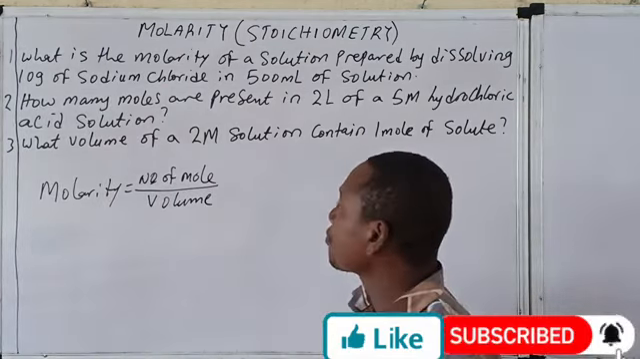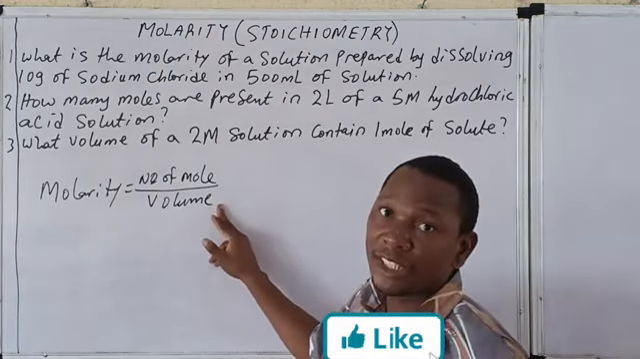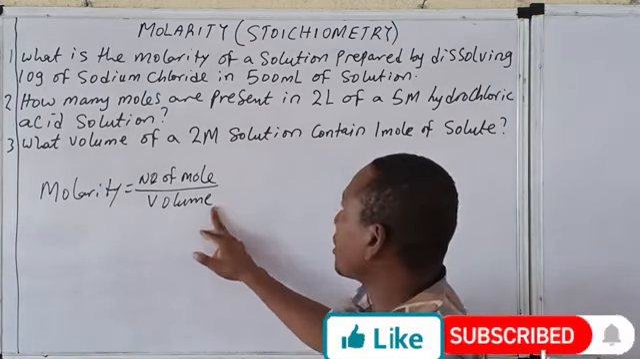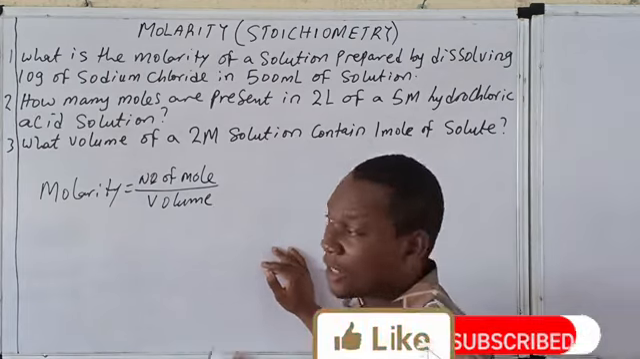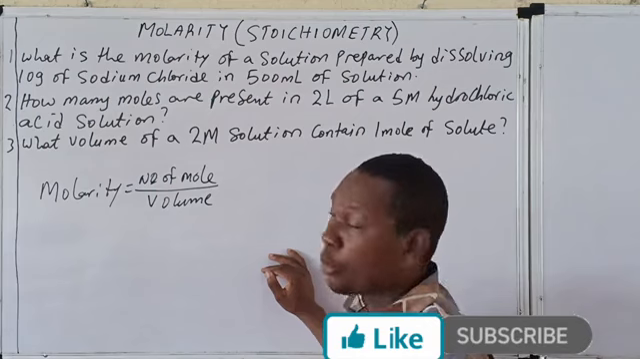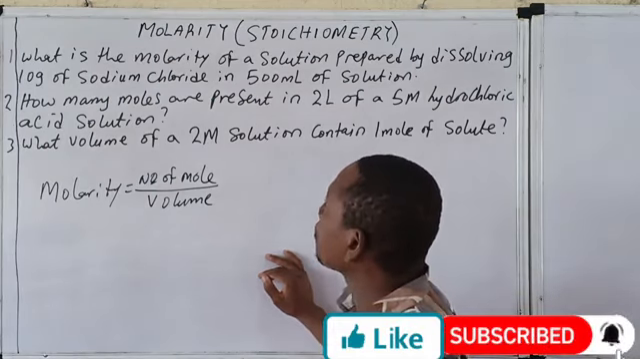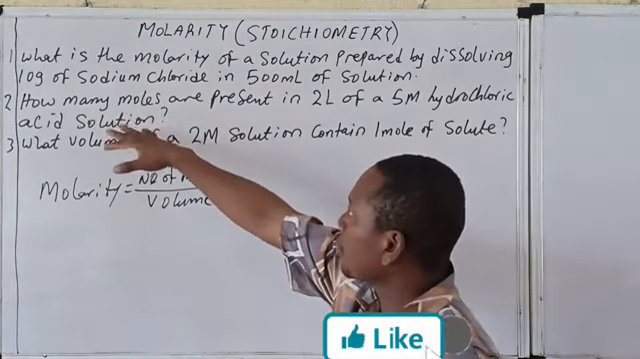So note that the volume must be in liters, all right? And you know that 1 liter is equal to 1 dm cubed. So take note of that. Now, let's solve these questions.